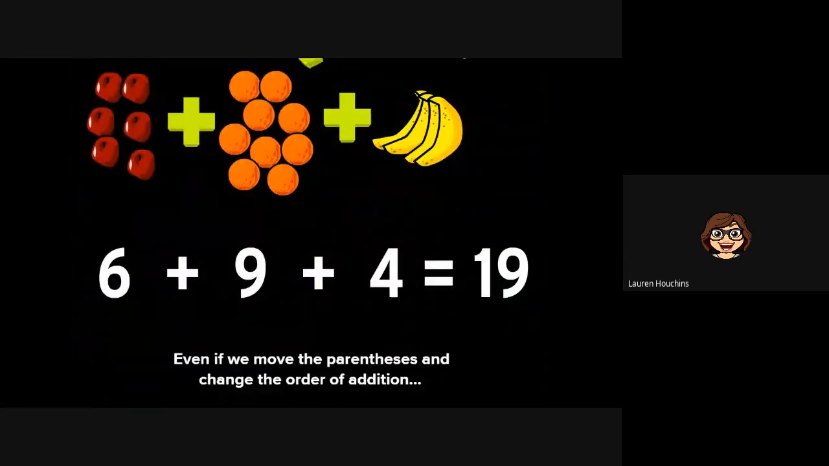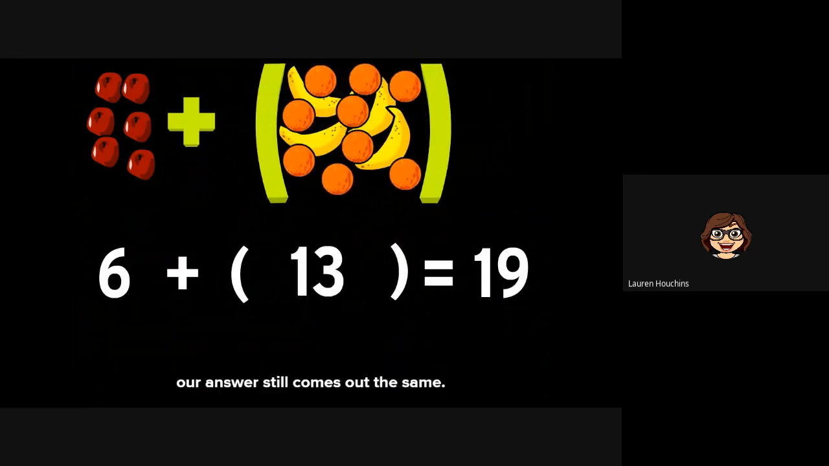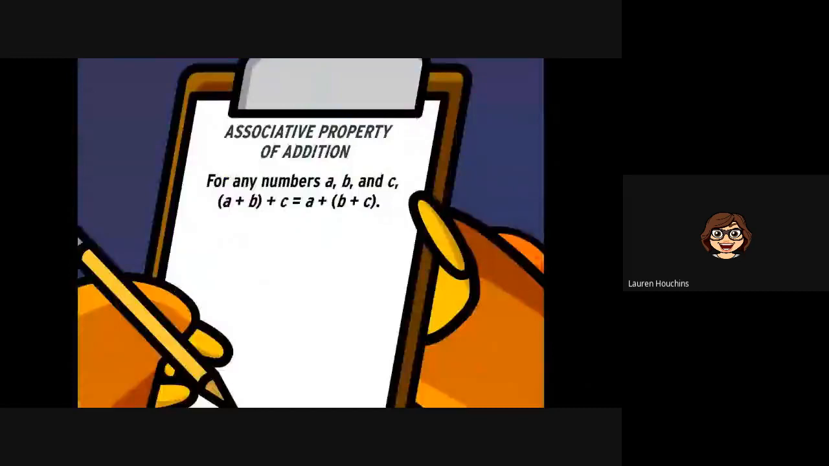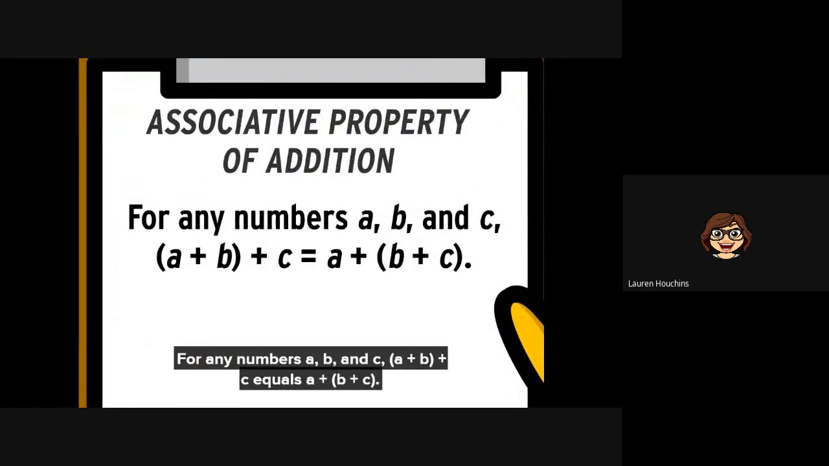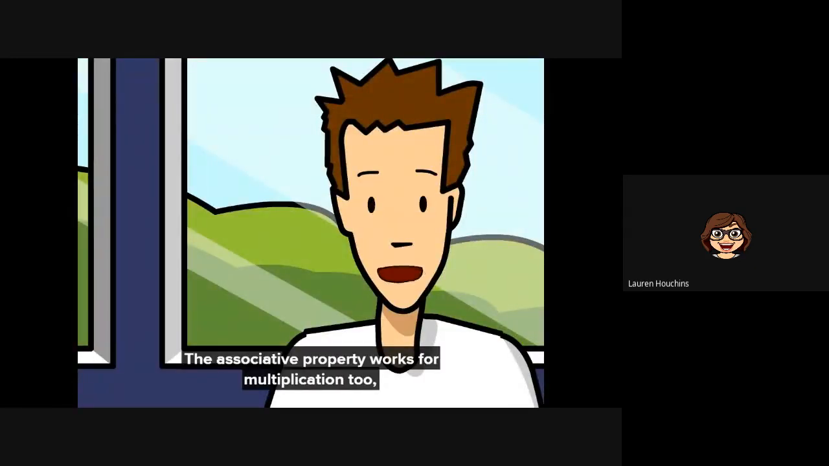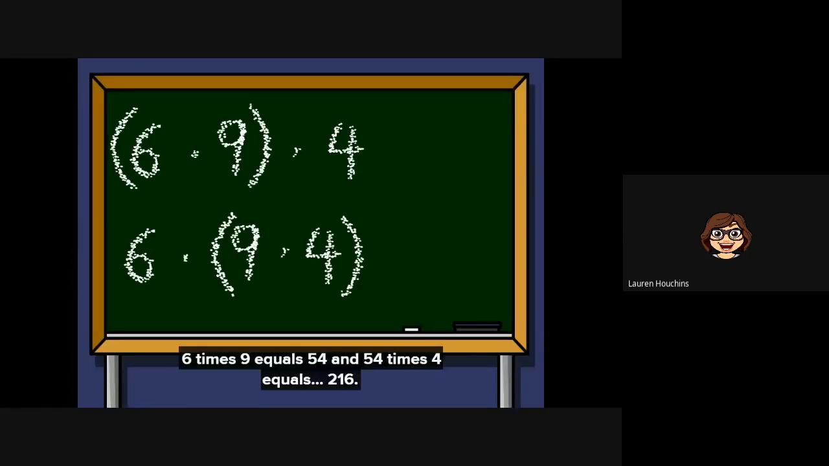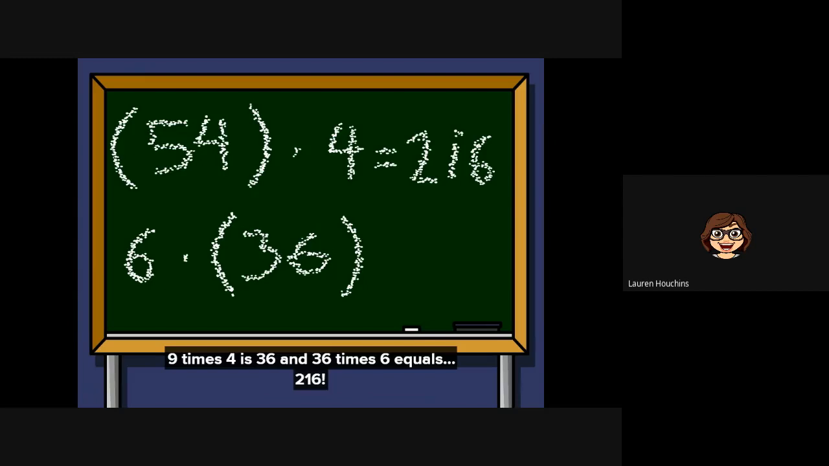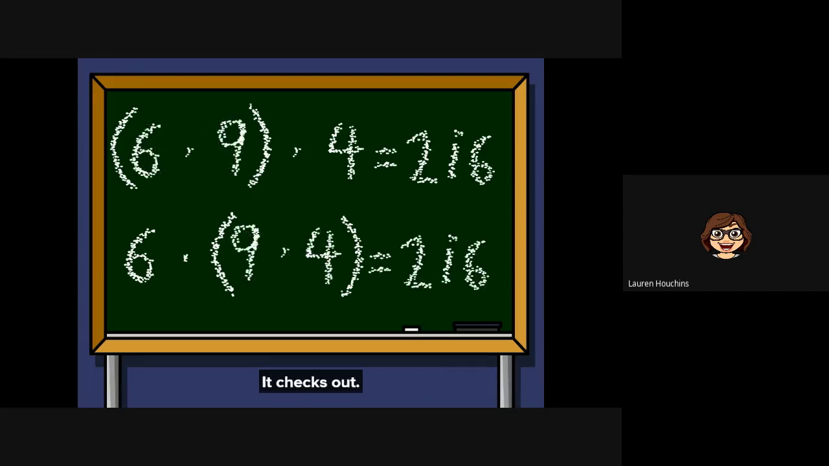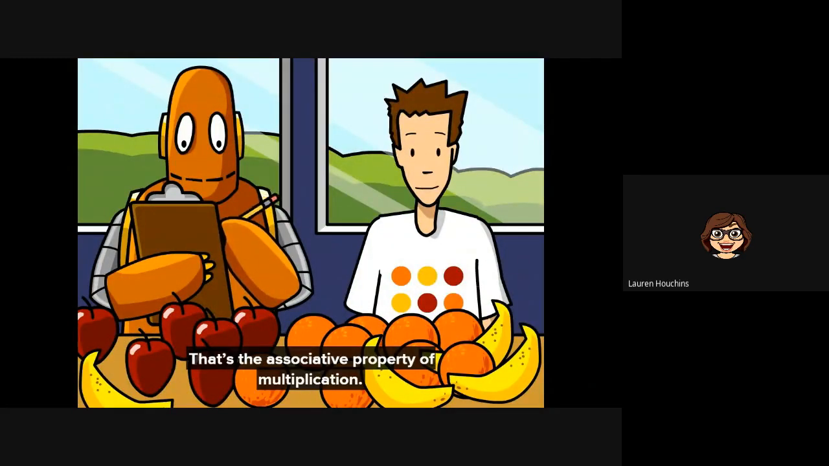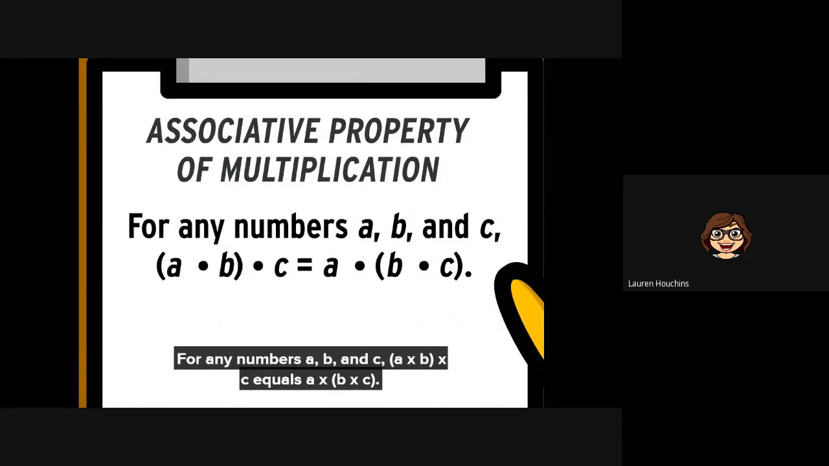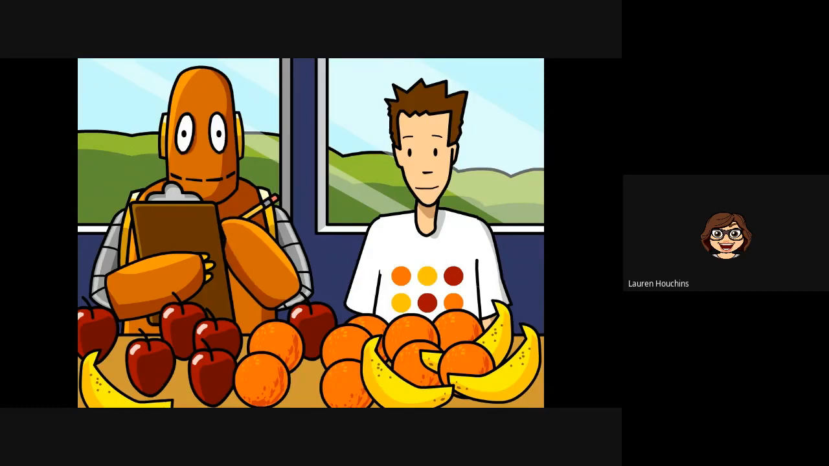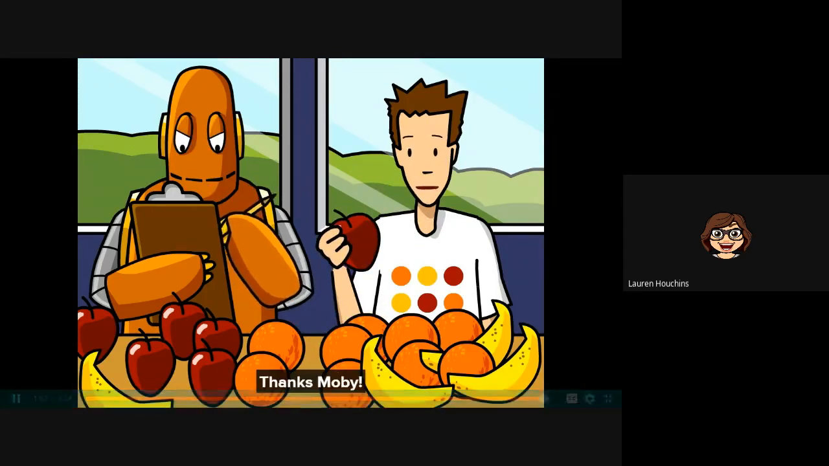Even if we move the parentheses and change the order of addition, our answer still comes out the same. No matter how we arrange the addends, their sum is always 19. This is an example of the associative property of addition. For any numbers a, b, and c, (a + b) + c equals a + (b + c). The associative property works for multiplication too, but let's check it just to be sure. 6 times 9 equals 54, and 54 times 4 equals 216. 9 times 4 is 36, and 36 times 6 equals 216. It checks out. That's the associative property of multiplication. For any numbers a, b, and c, (a times b) times c equals a times (b times c). And that's the associative property at work. Now can I have an apple? Thanks, Smalley.